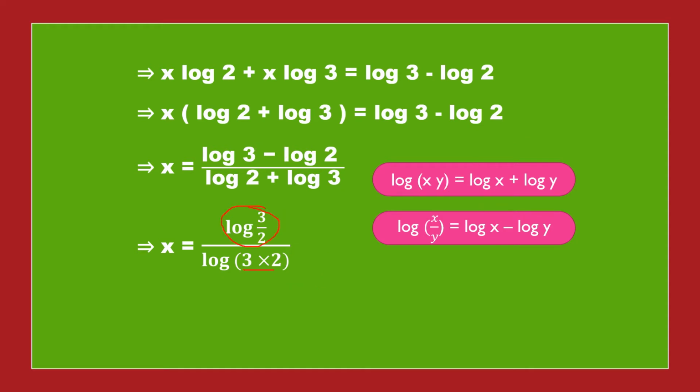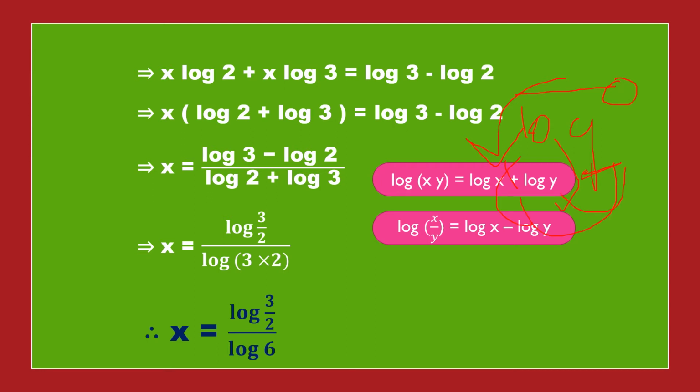Here 3 into 2 means we can write 6. So your x is log 3 by 2 by log 6. Simple. First he will give without log. You should take log on both sides. Next, whatever power is there, that should be sent to the front. Okay, now distribute whatever is there outside the bracket. Distribute to both of them, because we should separate x.